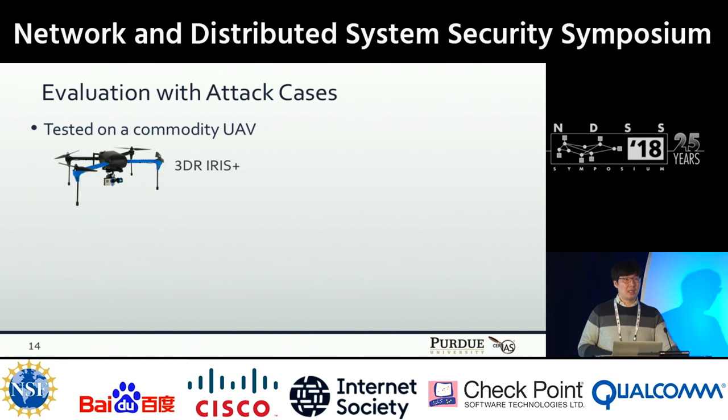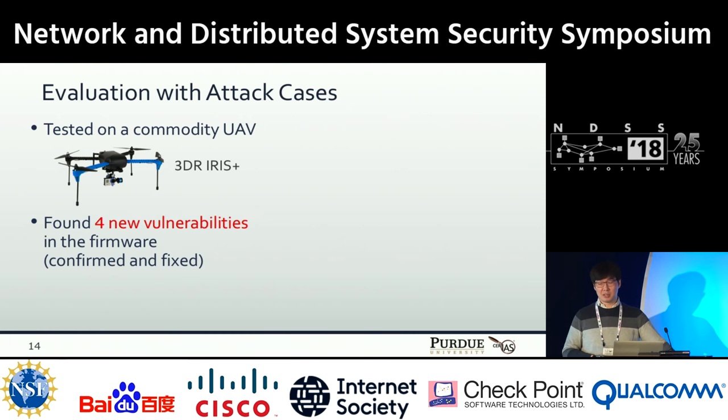So our prototype is built based on a commonly popular drone called 3DR Iris Plus. Along the way of implementation, we found four new vulnerabilities in the firmware. We reported this, and the developers could fix the vulnerabilities with our help. Actually, three of these new vulnerabilities were found by just enforcing the memory isolation. When we just enabled it, we could catch the vulnerabilities, because these bugs were silent memory corruptions that the programmers could not find because the memory isolation was disabled, so basically no segmentation fault.